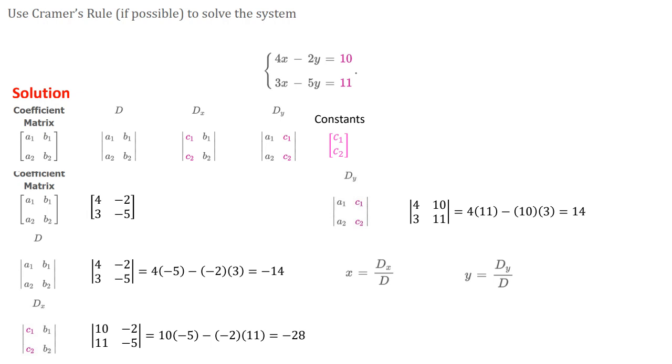And so now we're ready to solve the system. For x, we get Dx, which was negative 28, and then D was negative 14. This one's D, and this is x. So we end up with a 2. My negative, I put it here, but it belongs with the 28. So we get a 2. And then y is going to be Dy, which is 14, and D is negative 14. If we divide, we get negative 1. So that would be our answer there. That is how we would solve the system using Cramer's rule.